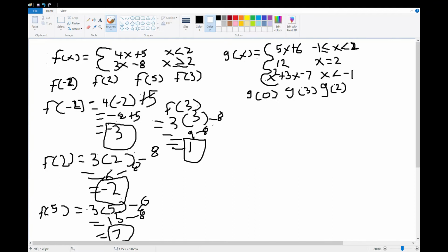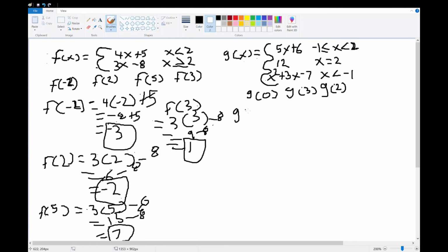Now, we're not going to use 12 because if it's 0 equals 2, that's not going to be true. Now we're not going to use x squared plus 3x minus 7 since 0 is not less than negative 1. So we cannot use that. That's not going to work. So we need to use 5x plus 6 since 0 is between negative 1 and 2. 0 is right there between them. So we need to use the top portion, 5x plus 6.